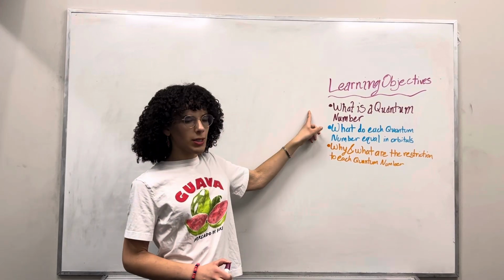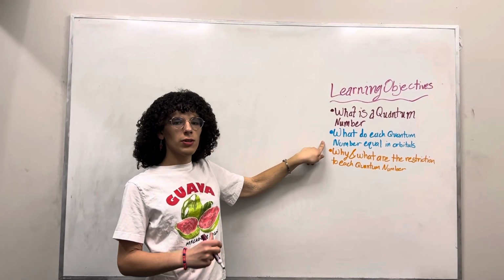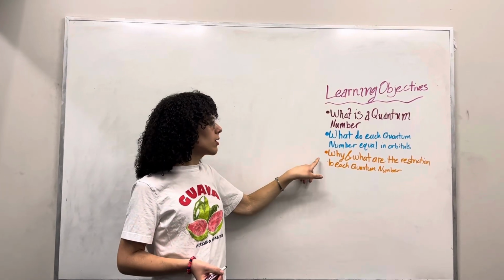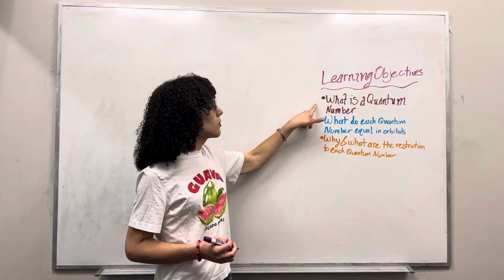So we have 3 learning objectives today. First, what is a quantum number? Then, what does each quantum number equal in an orbital? And then finally, why, and what are the restrictions of each quantum number? So first we're going to do what is a quantum number.